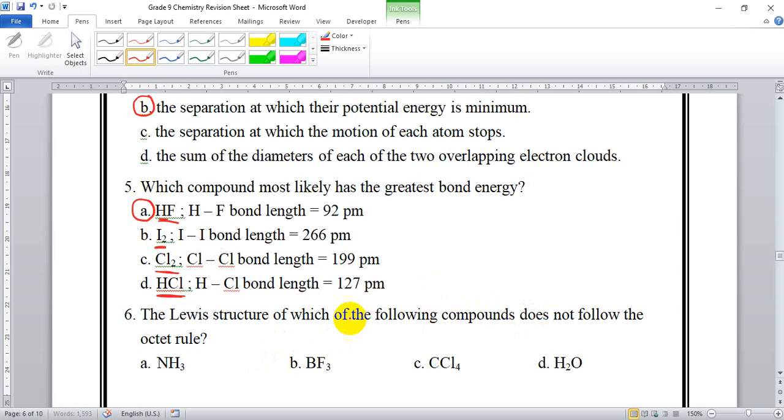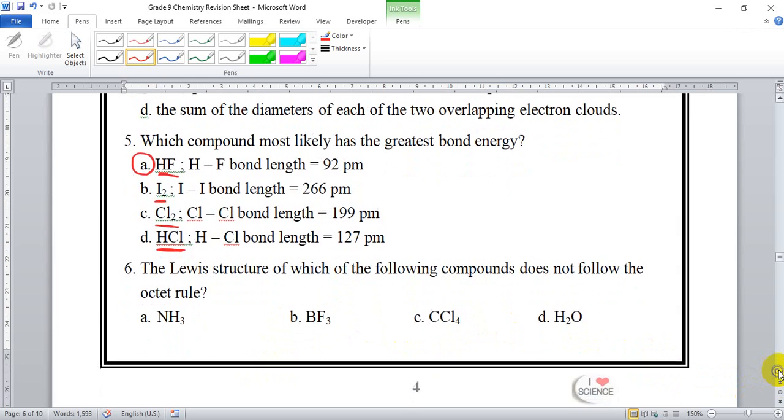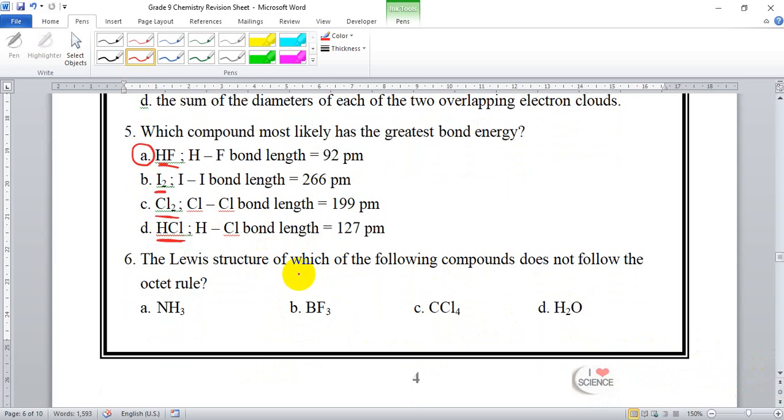Which of the following compounds does not follow the octet rule? NH3, BF3, CCl4, or H2O.